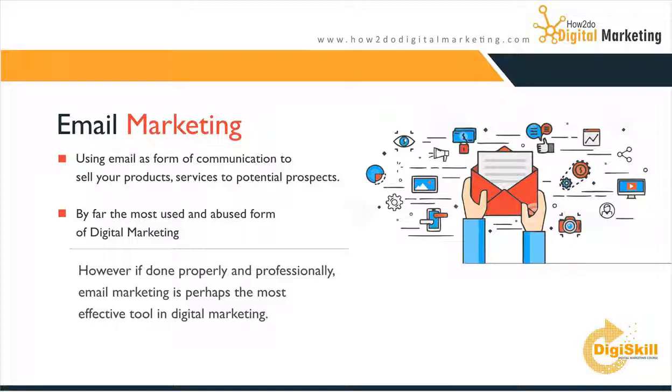The reason why it is so popular as a digital marketing medium is because it's very cheap to send out email. And it is the most used as well as the most abused form of digital marketing because it lends itself to spamming, or sending out unsolicited mail. If you look at your mailbox today, you'll probably get 10-15 mails a day from people you simply do not know. It is called spamming and it's not a good thing to do in terms of digital marketing. But if you do it properly, it can be one of the most effective tools in digital marketing.